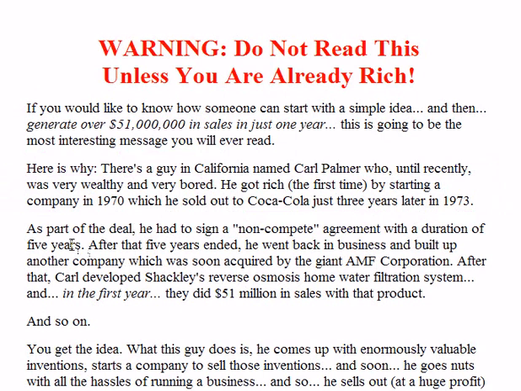Okay, he said as part of the deal, he had to sign a non-compete agreement with a duration of 5 years. So we say as part of the deal, he had to sign a non-compete agreement with a duration of 5 years. After the 5 years, what he's doing here is that he's building up the credibility of Carl Palmer. Okay, he wants to show you the kind of background he has, so you build confidence in knowing that this is a guy who is able to invent winning products, and this is the caliber of companies that he deals with.